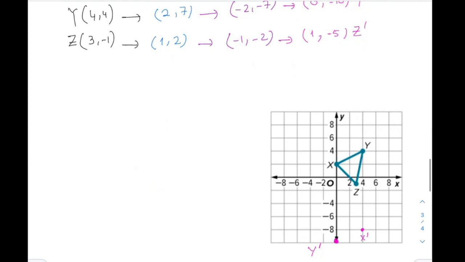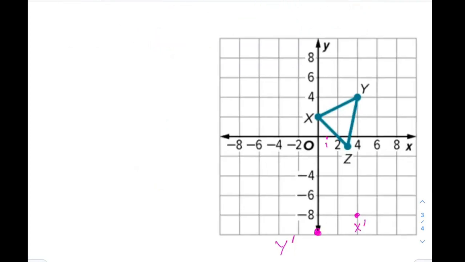Z prime is (1, -5), so this is 1 and this is -5, somewhere here, and this will be our z prime. Now we will match the vertices, and this is our triangle. This is y prime. As far here, it's y prime.